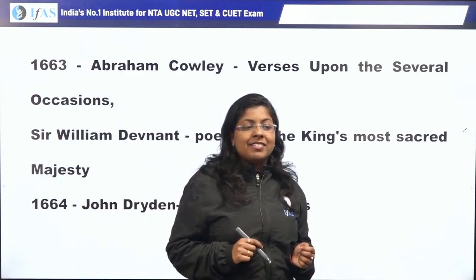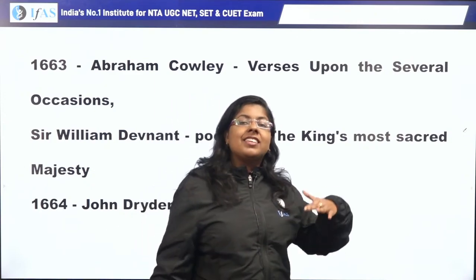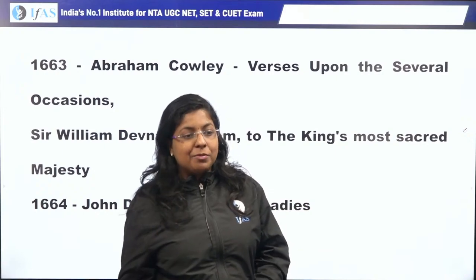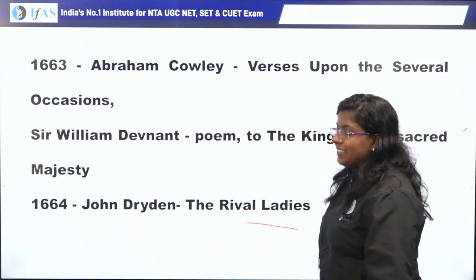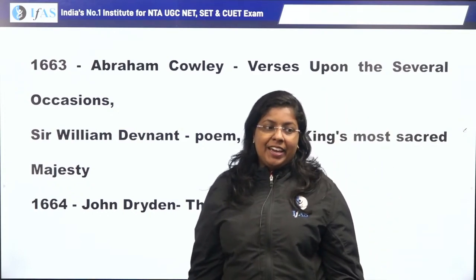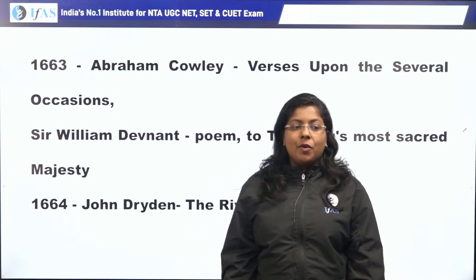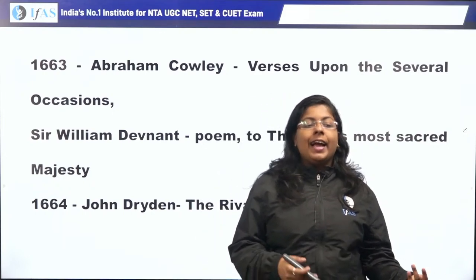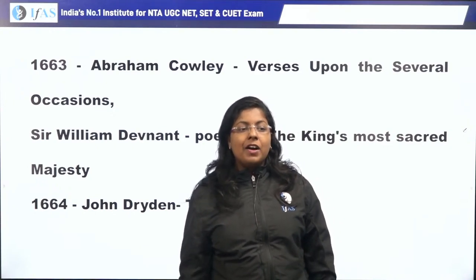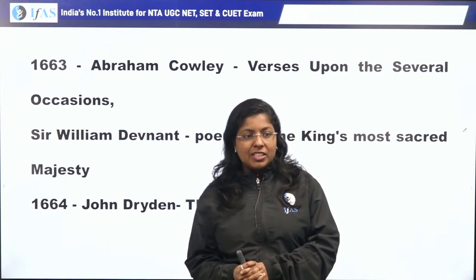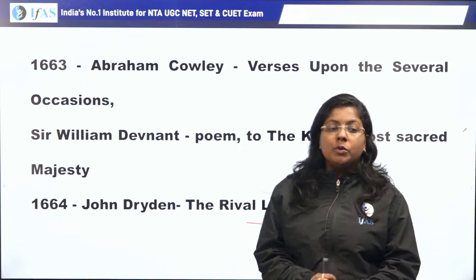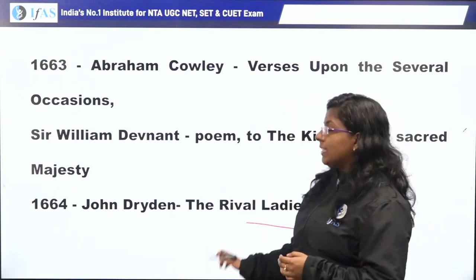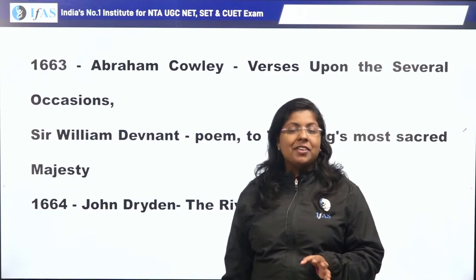Then in 1664, again John Dryden came with his wonderful work, The Rival Ladies. So, 1663, what happened, and 1664, what happened? Publishing of Abraham Cowley's Verses upon Several Occasions, and Sir William Davenant's poem to the King's Most Sacred Majesty. In 1664, John Dryden published his The Rival Ladies. Got it? Fine.